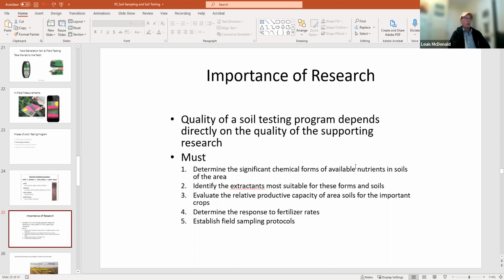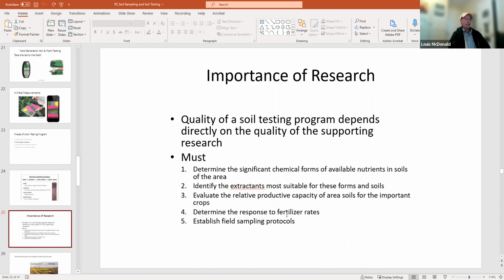You have to determine what are the forms of the available nutrients in the soils in that area. And it's different, right? The form, and we'll talk about this as we move through the class. And then you have to find the extractants that are suitable for those forms in those soils. And then we have to identify the productive capacity of those soils, right? And we talked about that a little bit, actually in class last time.